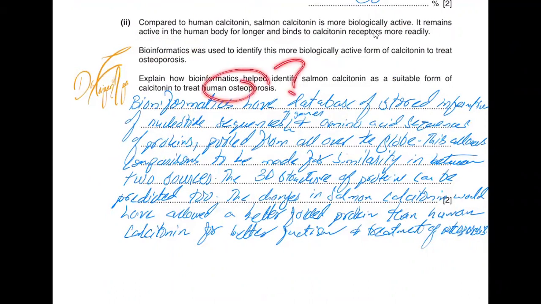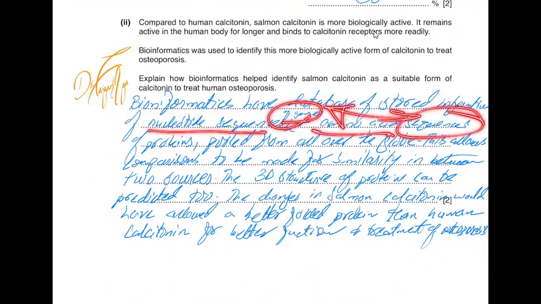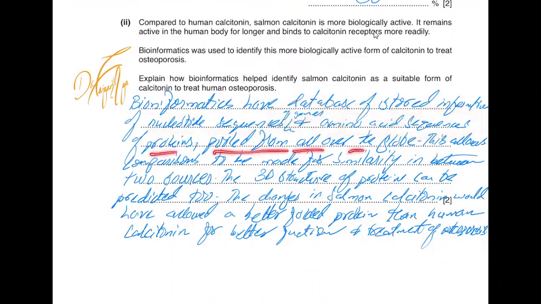So how was this done? You need to recall the information about bioinformatics. Bioinformatics is basically a database of stored information of nucleotide sequences of genes and amino acid sequences, both, because both are important when you are considering similarities between organisms. Of proteins pooled from all over the globe, this allows comparison to be made for the similarity between two sources. The 3D structures of proteins can be predicted too.